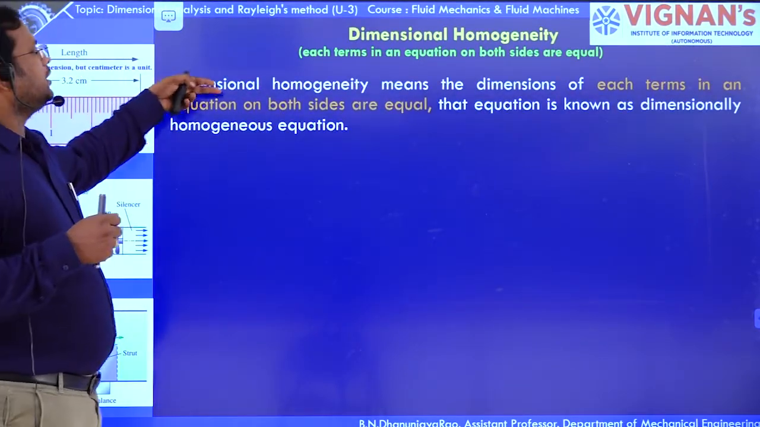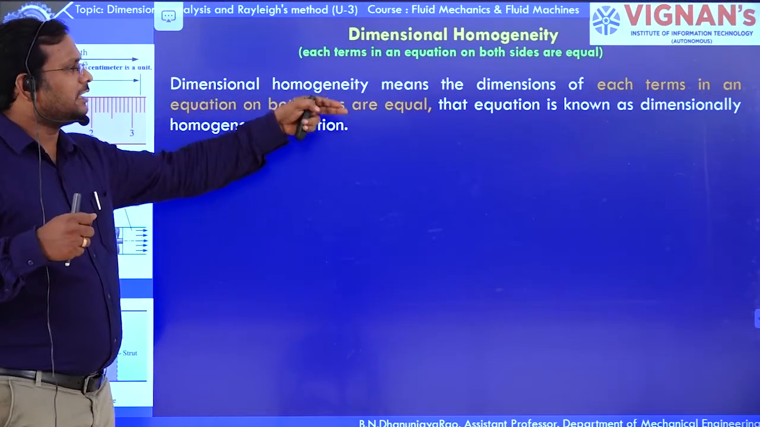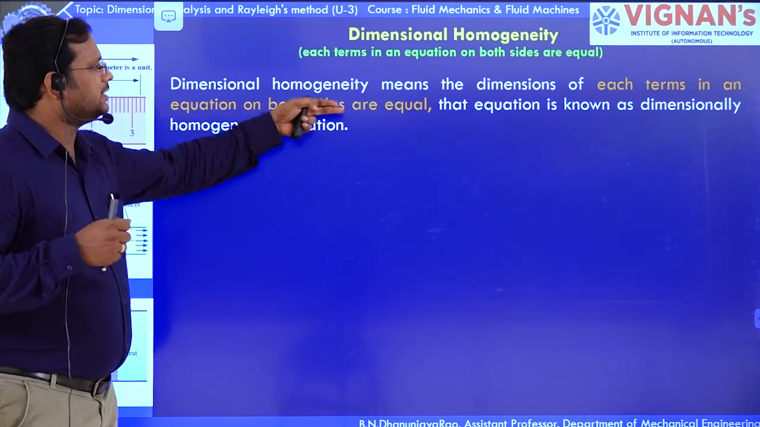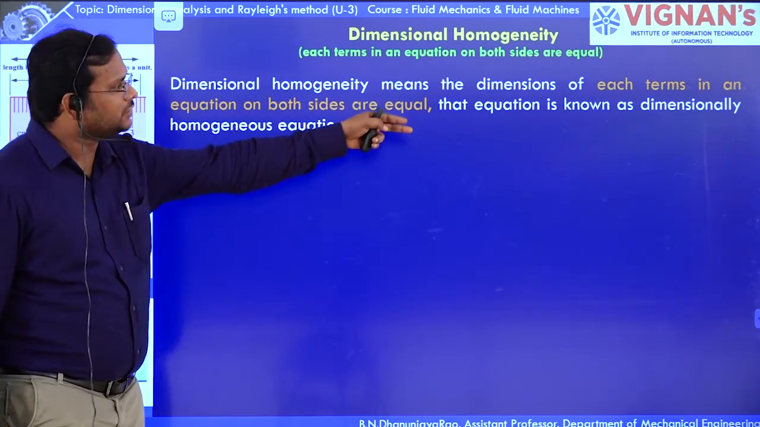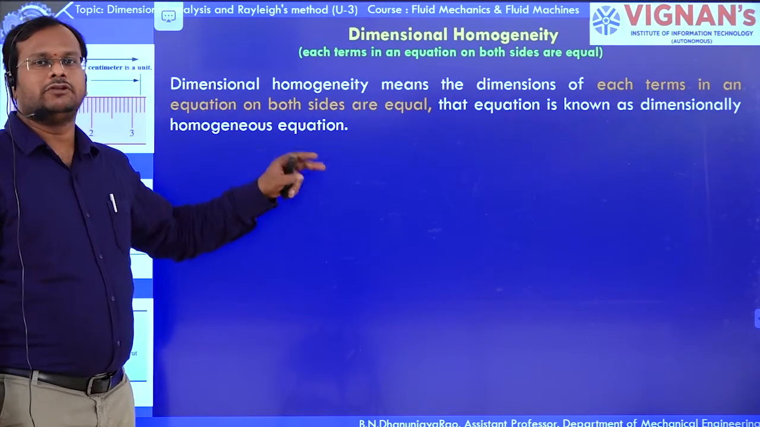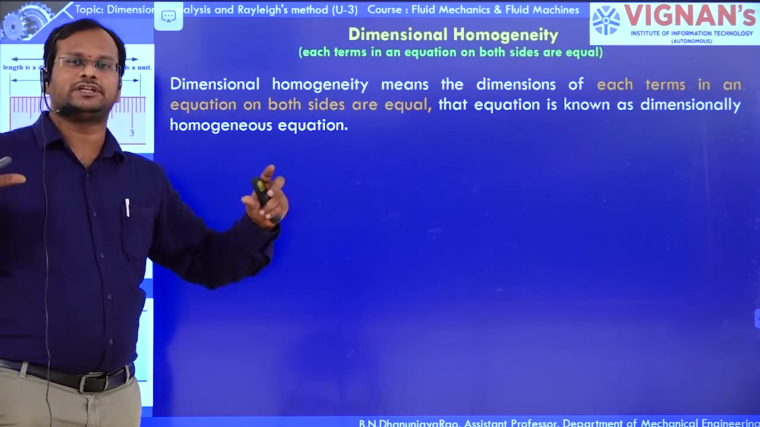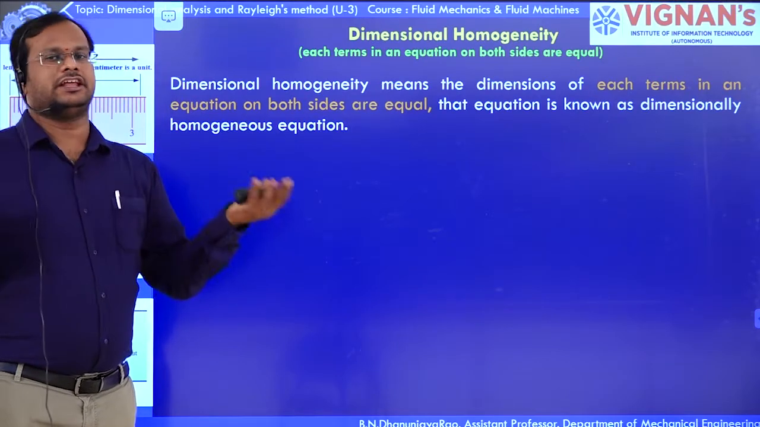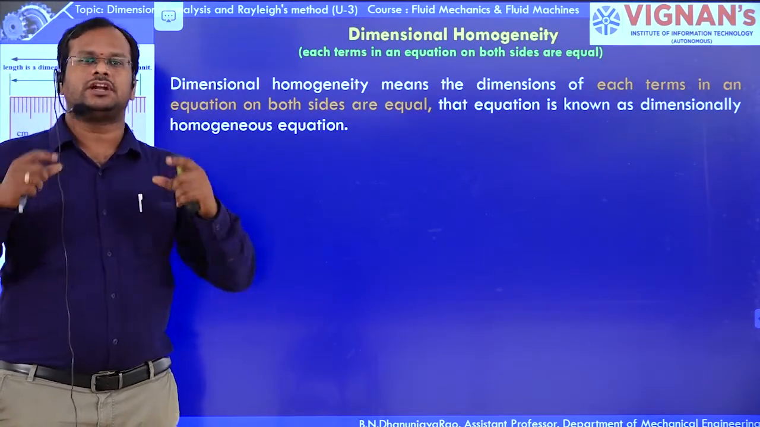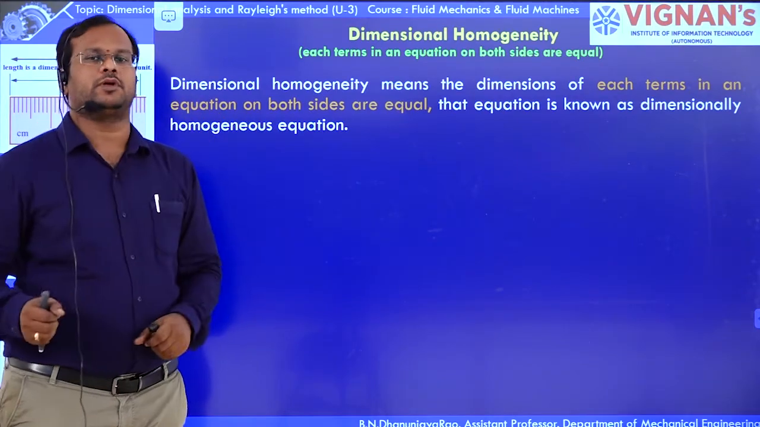Dimensional homogeneity means the dimensions of each term in a particular equation on both sides are equal. That equation is known as a dimensionally homogeneous equation. Unless it is, we cannot use that particular expression or equation in any engineering problem. Only if it is dimensionally homogeneous can we use that expression in any engineering problem.